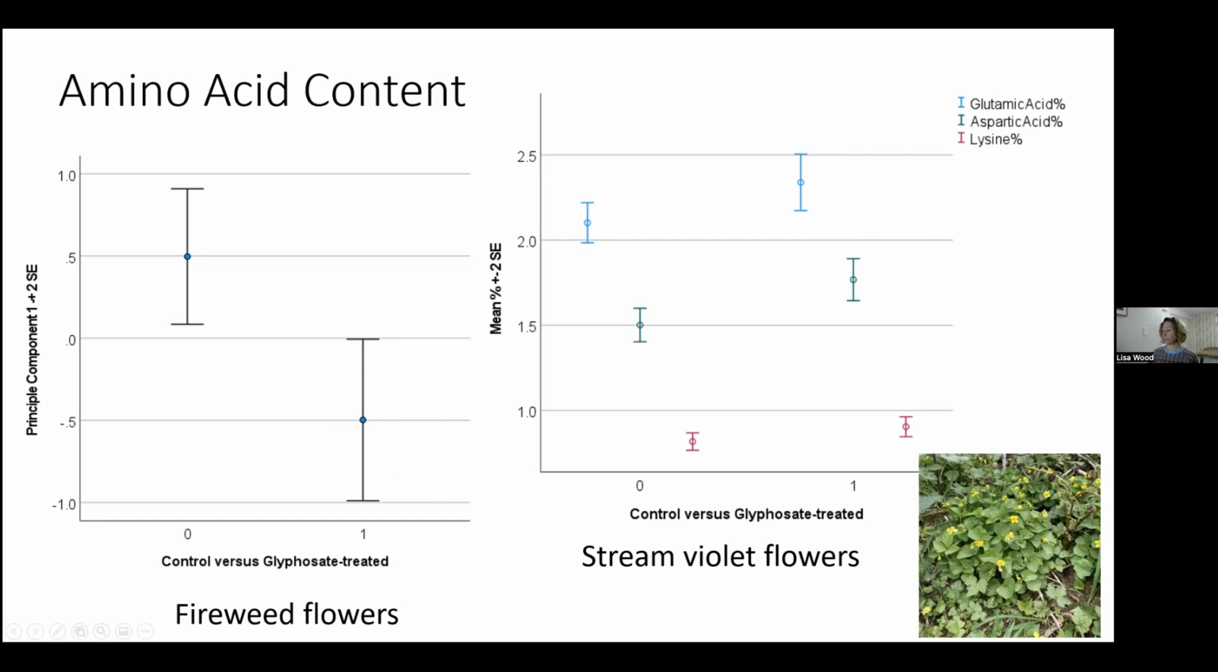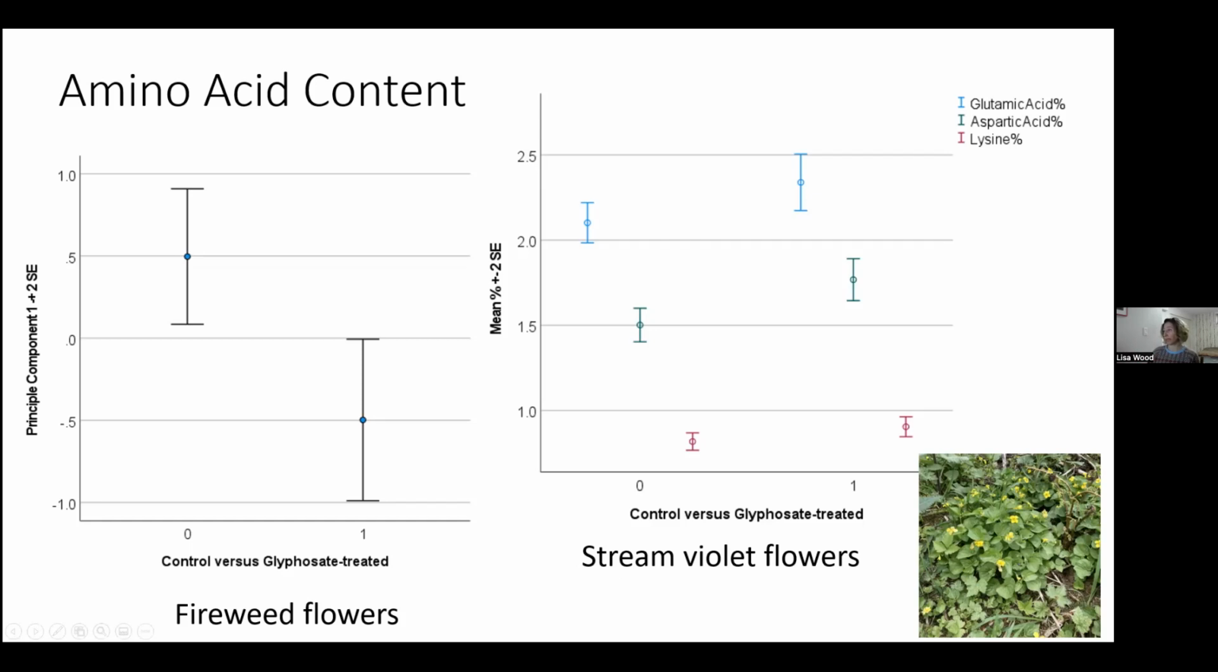So differences here could be that stream violet is a very low-lying, herbaceous shrub plant, and it was also phenologically in a little bit of a different place than the fireweed when we sampled it. The fireweed was quite obviously more affected as it's a bit higher, so probably more exposed to the spray than the stream violet.